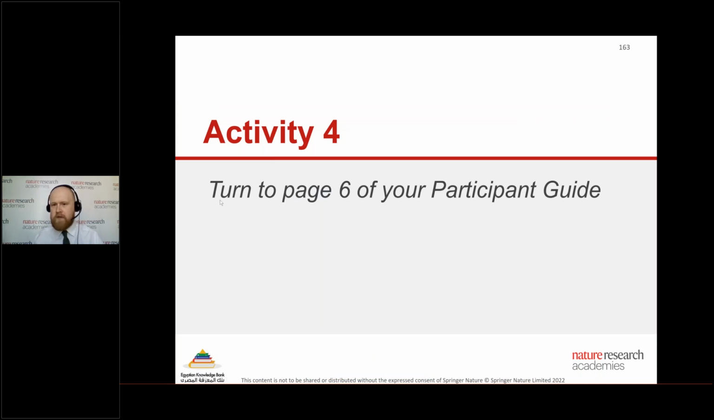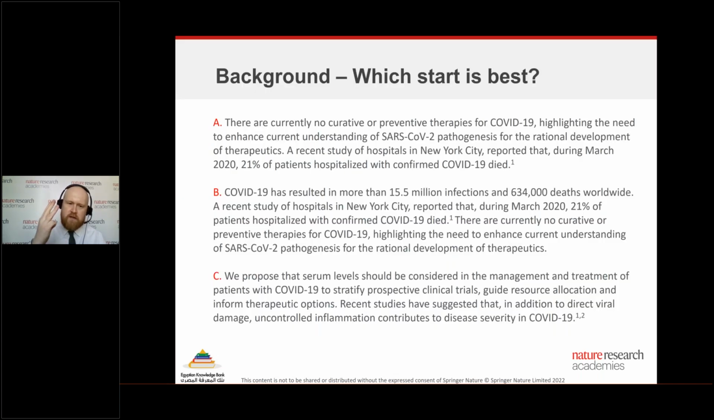Well, we're going to go to the next activity today, and you should see this on page 6 of your participant guide. So here I've given you 3 backgrounds. These are introductions to the background section. They should be providing the context for the study. I'm going to give the audience 2 minutes to read over these, and then I'll be asking you which background is best. Great, so I'll leave this on the screen for a couple of minutes now.